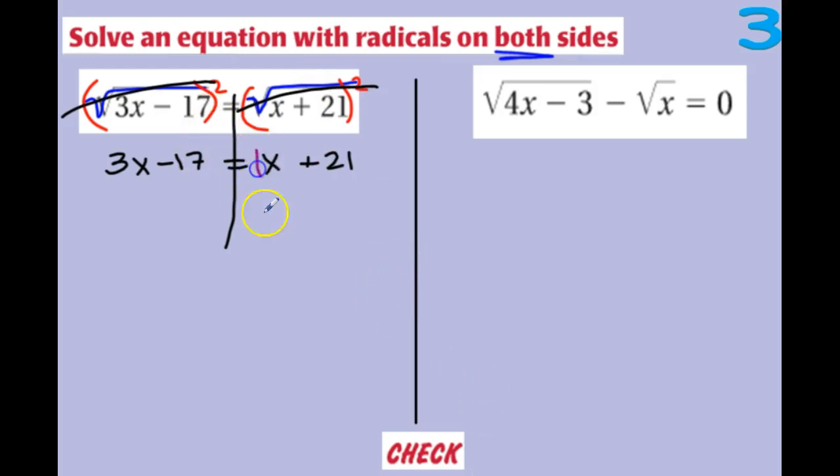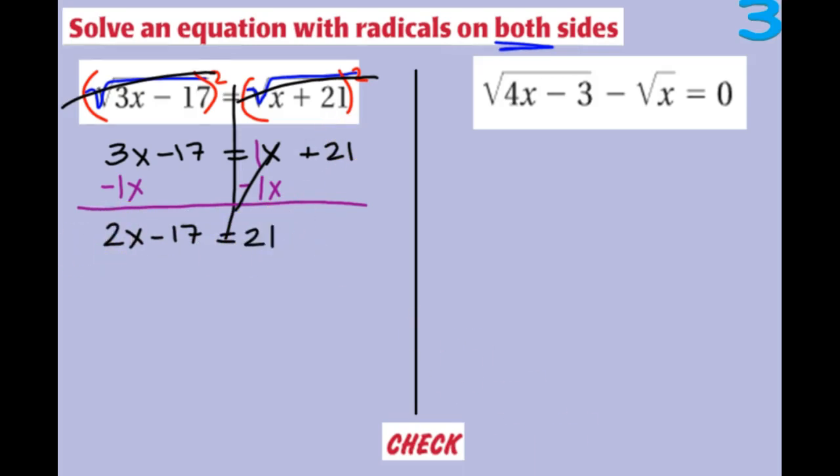So now we just need to solve this. I'm going to move my 1x over to the other side, subtract 1x. So those eliminate. 3x minus 1x is 2x. And over here I have 21. And then continuing on, get rid of addition and subtraction. I'm going to add 17. We have 2x equal to, well, 21 plus 17.